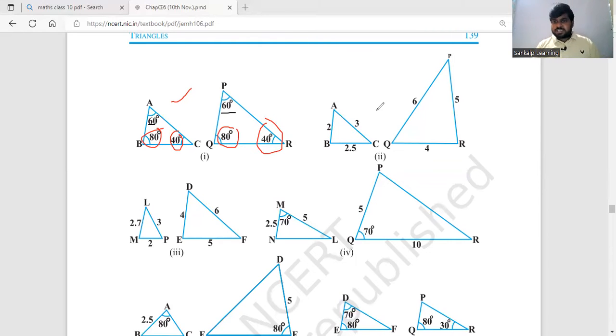If you observe the next question, they have not given any information regarding the angles. Therefore, we must use SAS or SSS. Again, SAS cannot be used because there is no information about the angles. They have given only the measurements, that is the side lengths. So we have to check the SSS criteria. Let's find whether the ratios of the sides are equal or not.